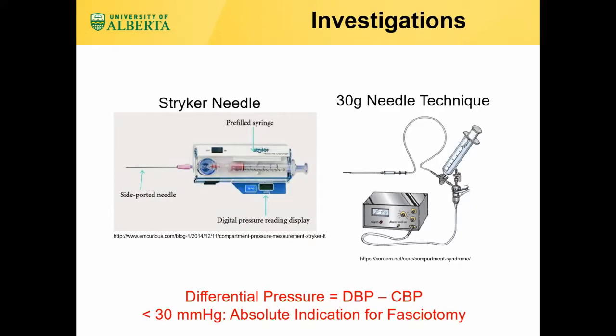Definitive diagnosis of compartment syndrome can be made by measuring intracompartmental pressure and calculating a differential pressure by subtracting the compartment pressure from the diastolic pressure. Absolute indication for fasciotomy is a differential pressure of less than 30 millimeters mercury, although some use an absolute pressure of 30 millimeters mercury in the suspected compartment as an indication for fasciotomy.